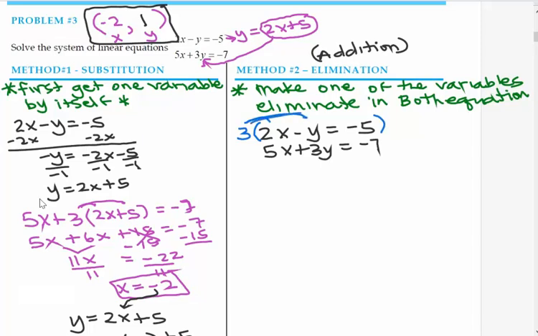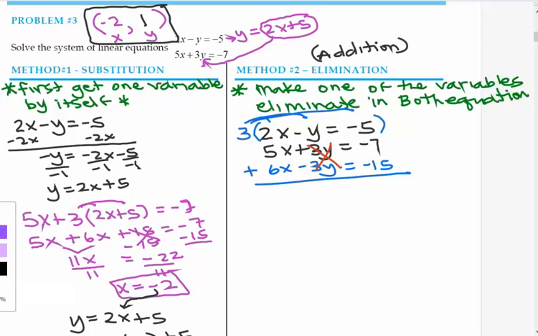All right, so I need to distribute this 3 to everybody, and I'm going to write it down under here. So I've got 6x minus 3y, and then equals negative 15. All right, and so now when I add these together, I can see, yeah, these y's eliminated. They zeroed out. Okay? And then I'm left with, let's see, if I add these together, so I'm not looking at that top one, right? I multiplied that 3 through and I got this bottom one here. So I'm just adding those two together down here.